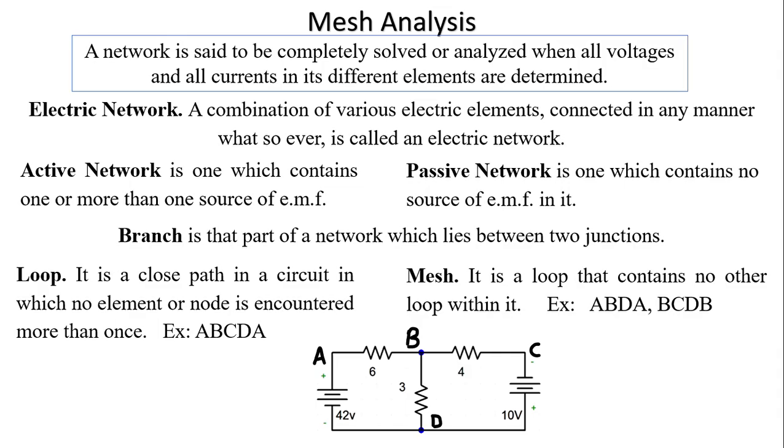Take this example: A, B, C, D. They are the junctions, they are the nodes. So here A, B, C, D, A, this path is called a closed path. So A, B, C, D, A is a loop, whereas A, B, D, A is one mesh, and B, C, D, B is another mesh, right?